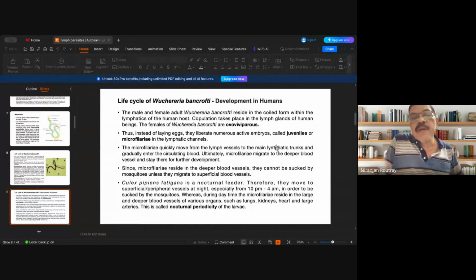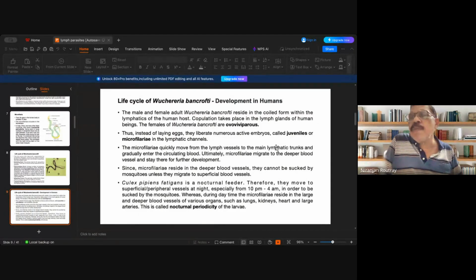These microfilaria quickly move from the lymph vessel to the main lymphatic trunks. As you know, in the case of blood vessels, the capillaries associate with each other to form the smaller arterioles. Then these arterioles unite to form the artery. The artery will unite to form the larger artery, and so on. In the same manner, the lymph vessels also unite with each other to form the main lymphatic trunks and gradually enter the circulating blood.